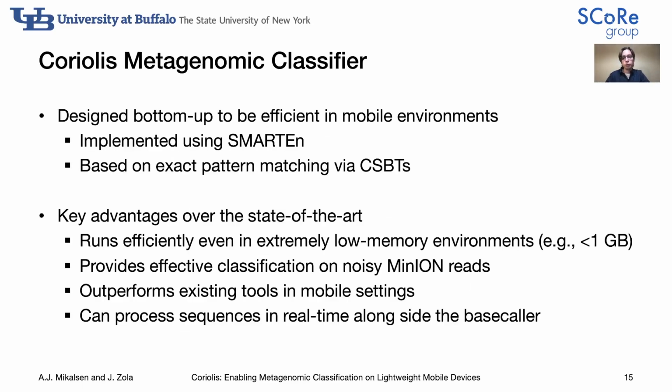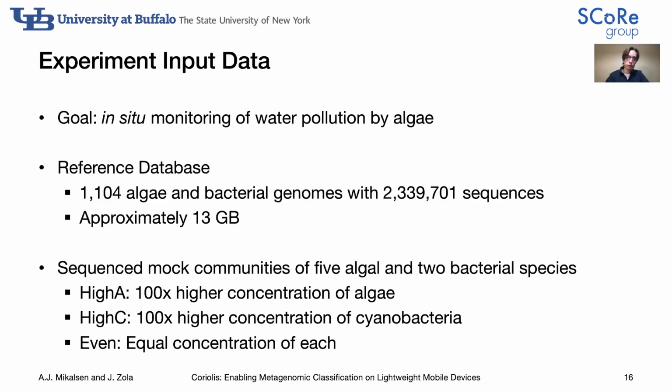We combine Smarten with CSBTs to design and implement Coriolis, which is a metagenomic classifier for mobile devices based on exact pattern matching. Coriolis can run even when memory is extremely limited, including less than a single gigabyte. It's able to perform effectively using noisy MinION reads, and it's even capable of running in real time alongside the base caller while using massive reference databases.